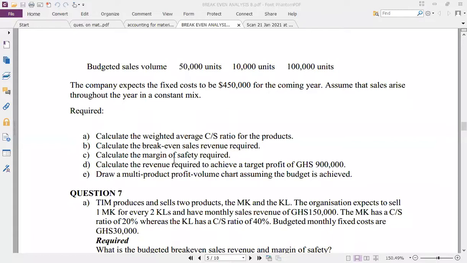Calculate the margin of safety required. What is the margin of safety required? Here with the margin of safety, how do you solve that one? Now we have to get a break-even unit. That'd be very good. So let's go and get a break-even unit.